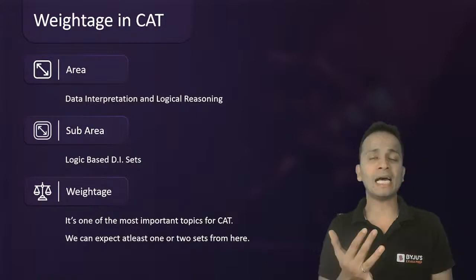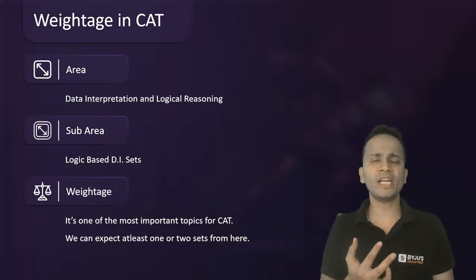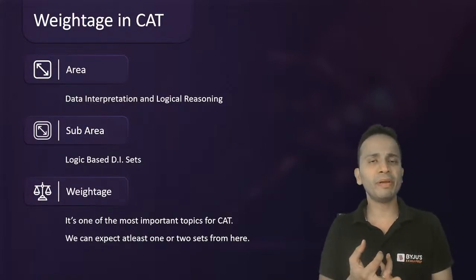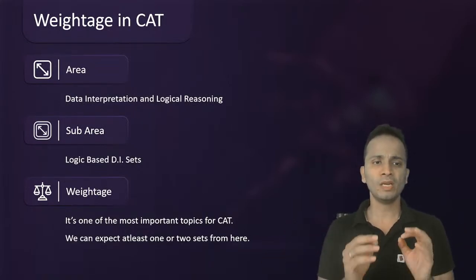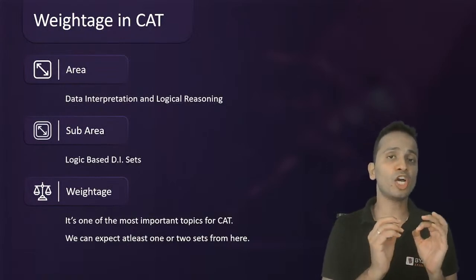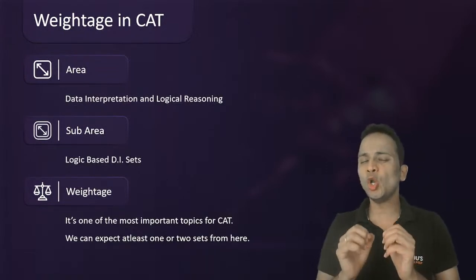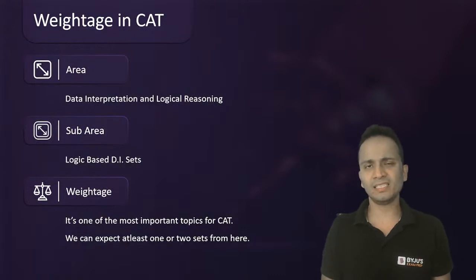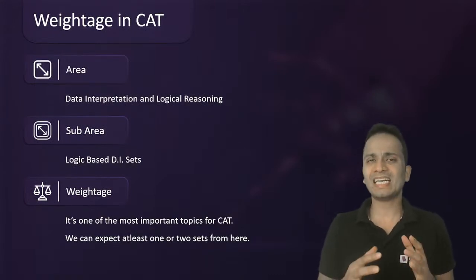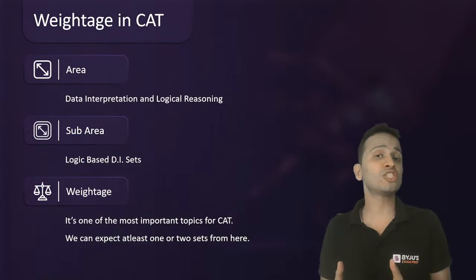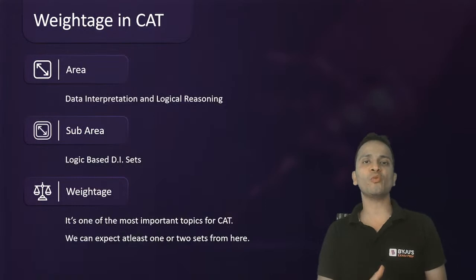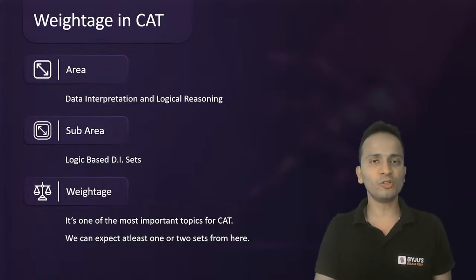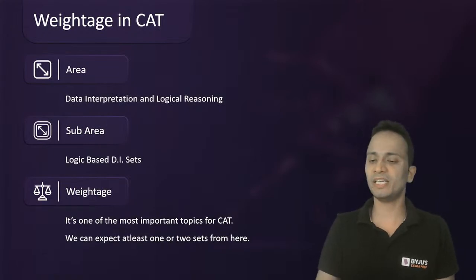This is more important as compared to games and tournaments, Venn diagrams, grid-based arrangements, grid-based logics, or whatever topic you call it. DI sets having logics have been asked almost every year, and we can expect at least one set or at max two sets to appear in the CAT examination. Look at the track record and you will understand this thing. So today we are going to solve two different sets of logic-based data interpretation.